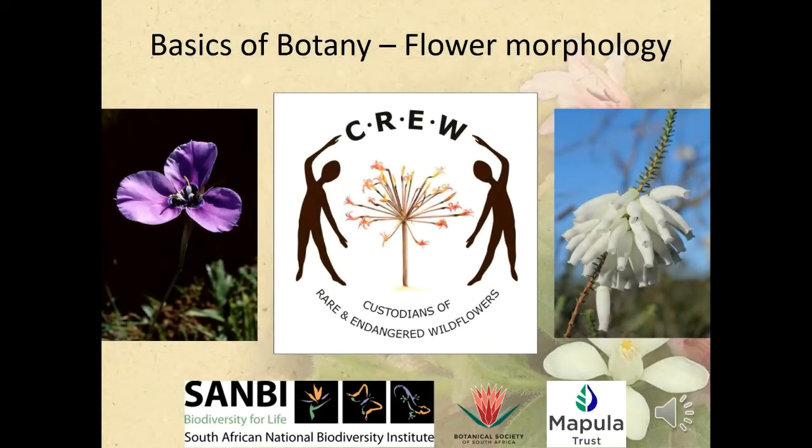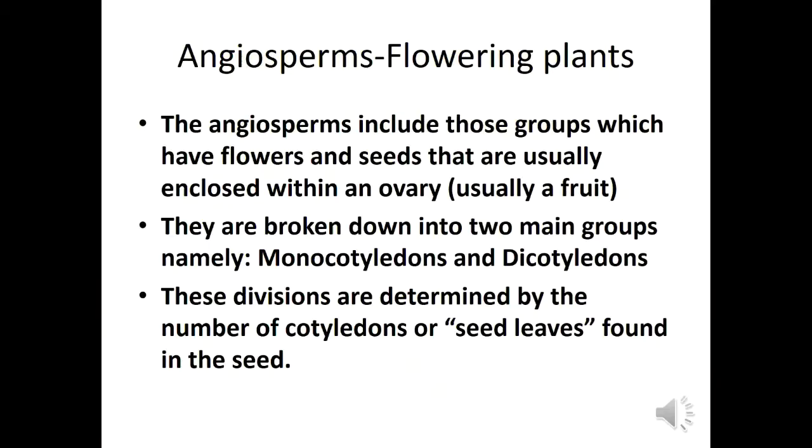Hi there, so back to the basics of botany. So this presentation is going to be very short. We're just going to look at the flower morphology and the characters. Just to start off, there's basically two groups of plants that you find, the gymnosperms and the angiosperms. The group that we're most interested in is the angiosperms, the flowering plants.